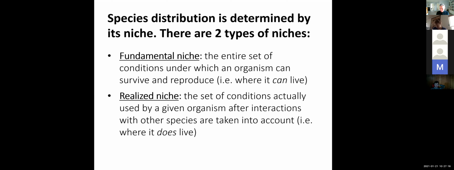Right? So fundamental niche is basically anywhere that an animal or a plant is capable of living. And then realized niche is where it actually lives because of its interactions with other species. Does that make sense? That distinction? Okay.